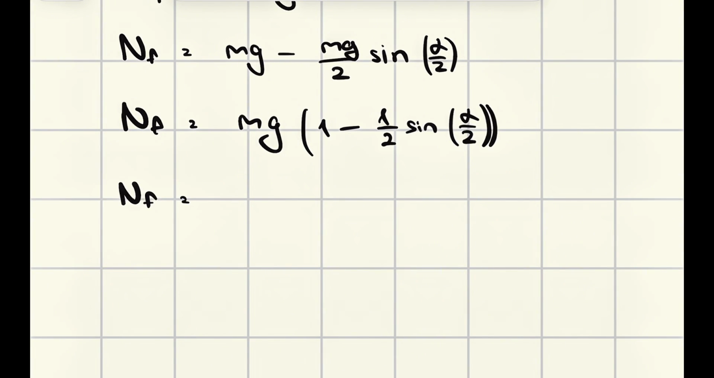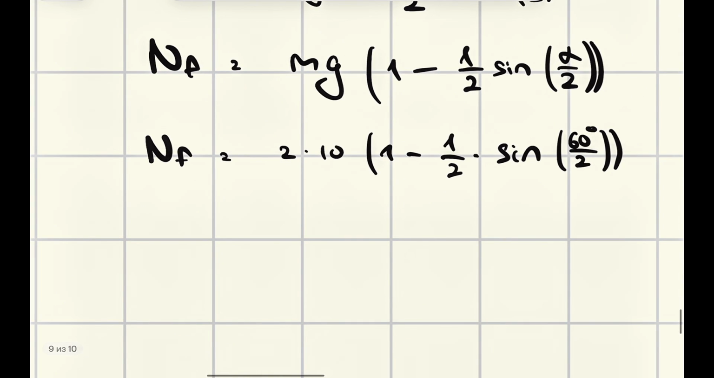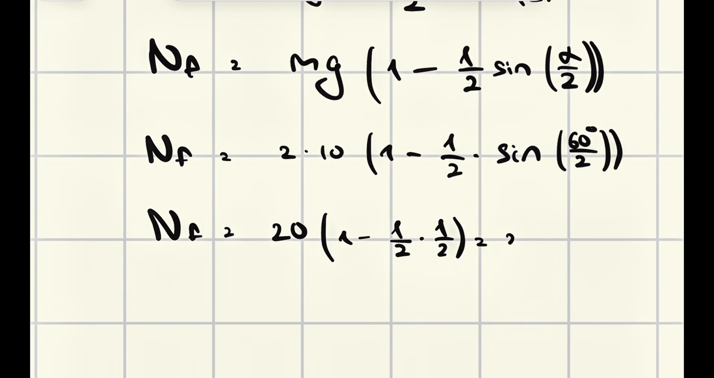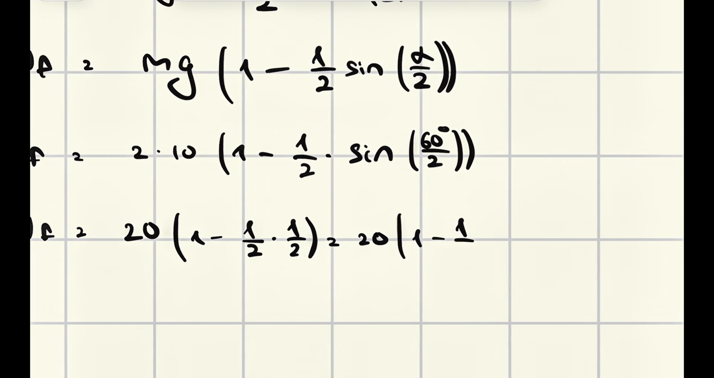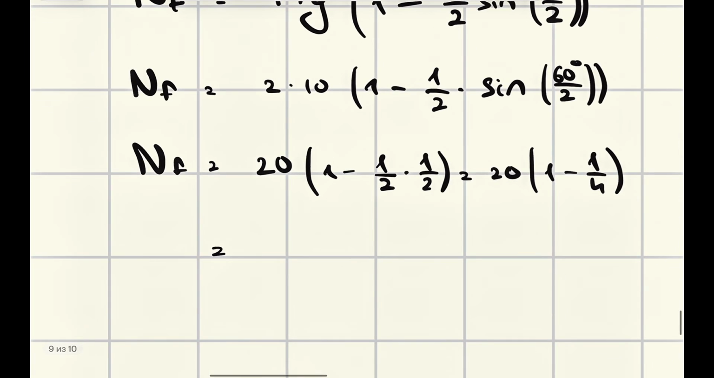Normal force of the floor is going to be 2 multiplied by 10, times 1 minus 1 divided by 2 multiplied by sine 60 divided by 2, which means sine 30, and it is 1 divided by 2 as well. This is going to be 20, times 1 minus 1 divided by 4. This is going to be 3 divided by 4, and we can cancel these out. This is going to be 5, and our answer would be 15 newtons.